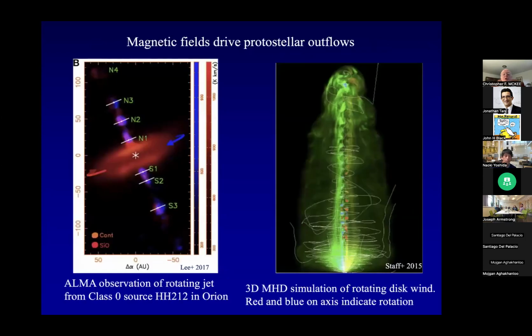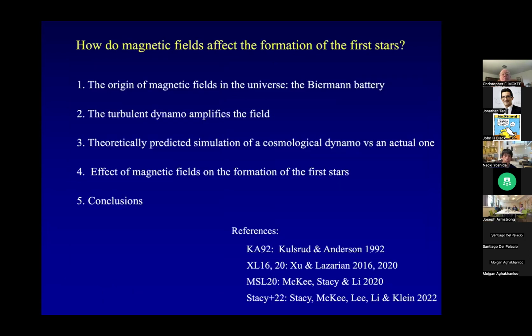Magnetic fields also drive protostellar outflows. Here I have observations on the left from an ALMA observation of a Class 0 source in Orion, and on the right, a 3D MHD simulation of a rotating disk wind. And it's also rotating. You can see the lines there are the magnetic field lines.